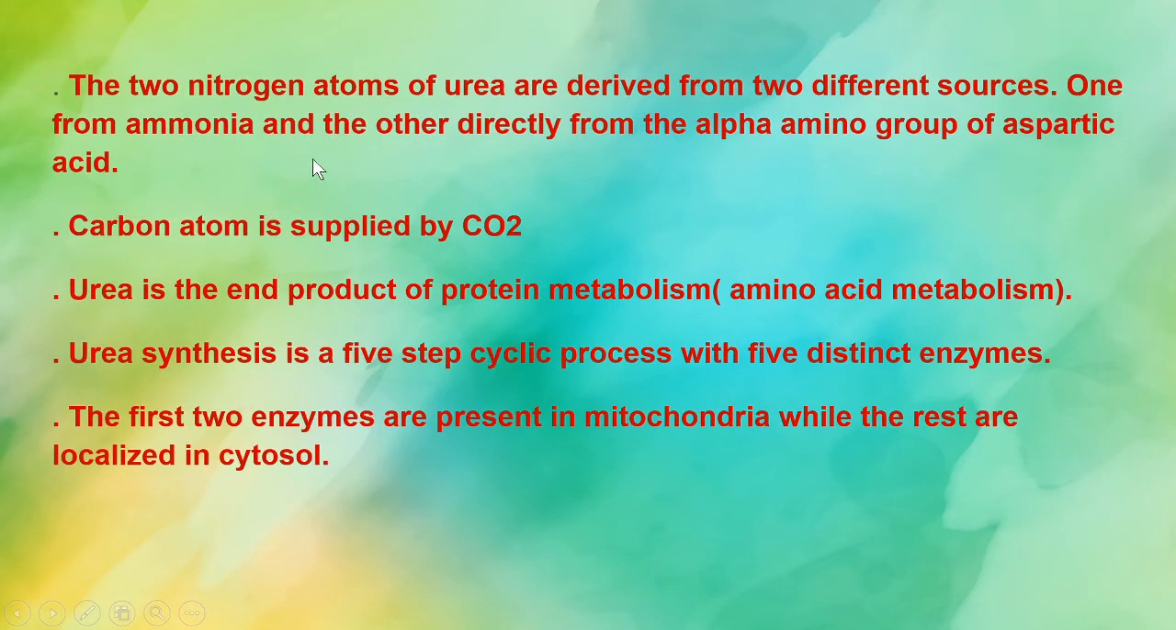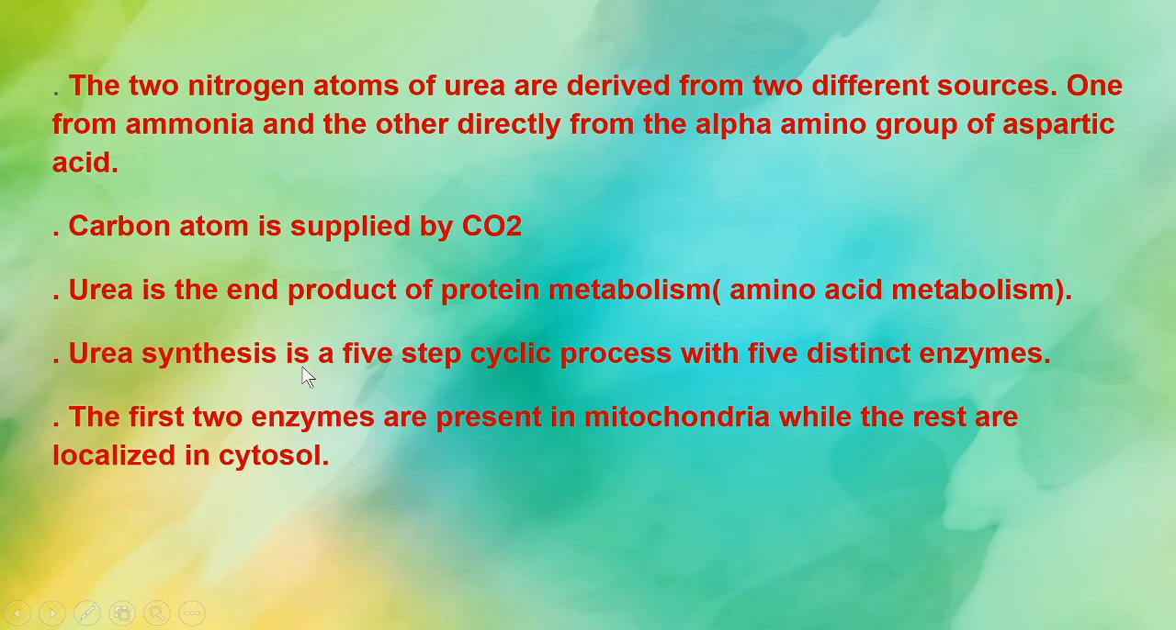The two nitrogen atoms of urea are derived from two different sources, one from ammonia and the other directly from the alpha amino group of aspartic acid. The carbon atom is supplied by CO2. Urea is the end product of protein metabolism. What is the end product of protein metabolism? That one is urea.